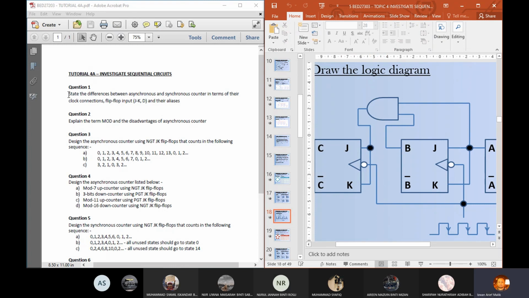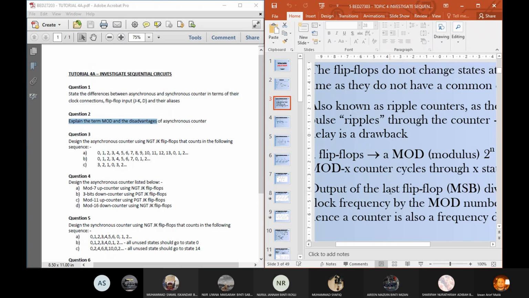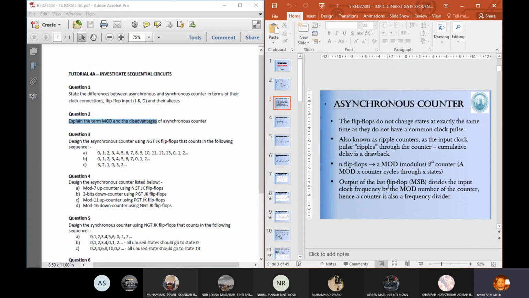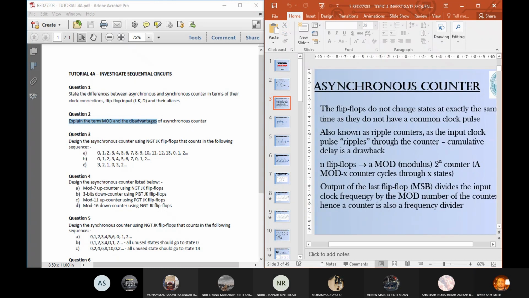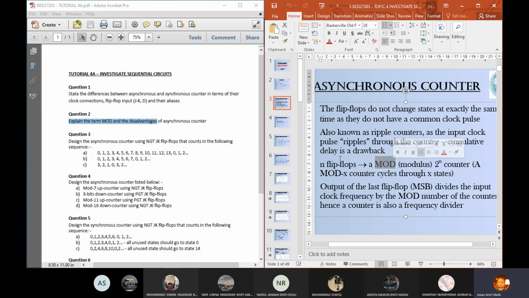So you may find question 1 in my notes. Next, explain the term mode and the disadvantage of asynchronous counter. This is also in the notes. Mode, and flip-flops, modulus, MOD for modulus of the counter. So MOD, mode, stands for number of states. Modulus means number of states.